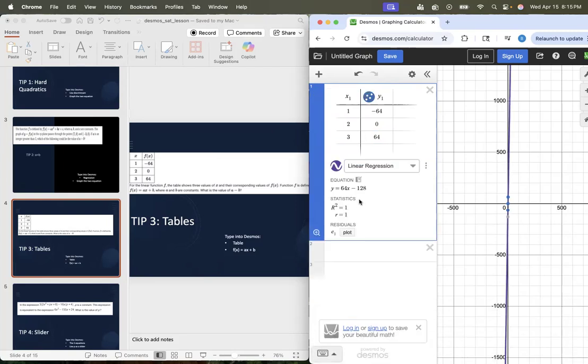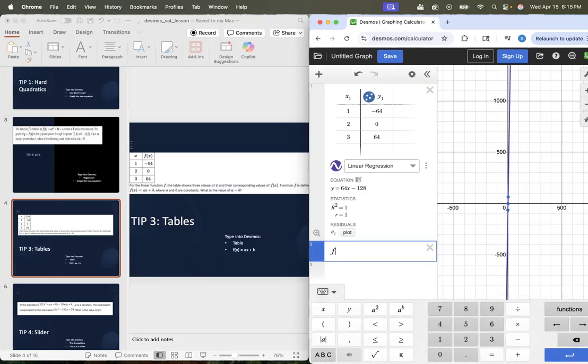Y is equal to 64x minus what? 128. Based on what they've given you, you can tell what A is from the function f of x is equal to what? Ax plus b. That means our A is 64 and our B is minus 128.